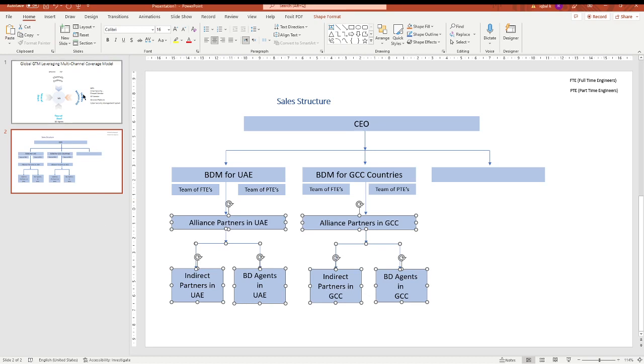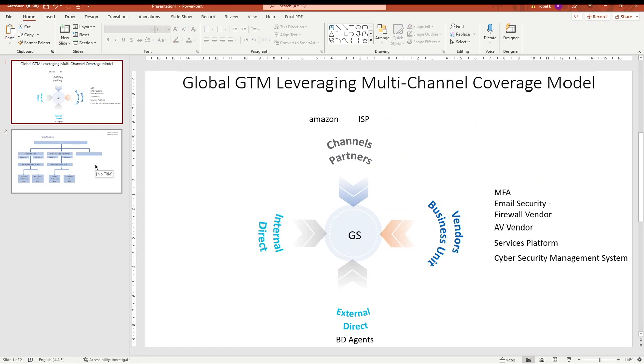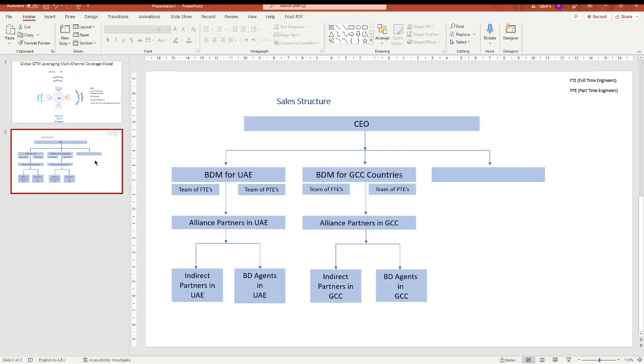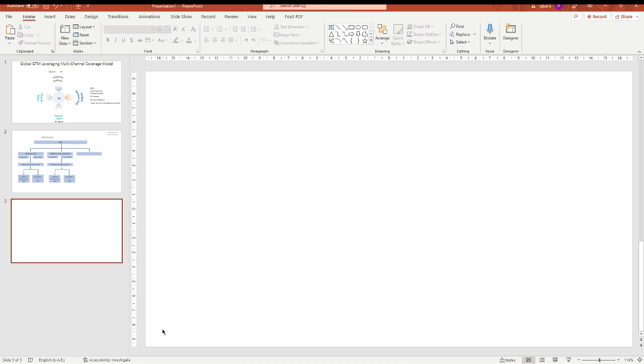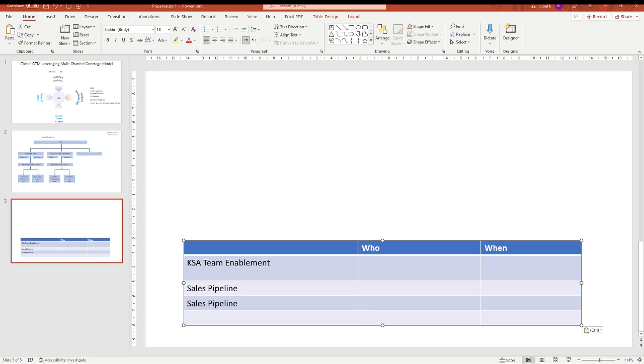The structure or the levers are not sufficient. You have to have an action plan as well, a plan of action in place where you would want to enable the team and have a clear line of action to execute the plan. So you could call it the action plan.